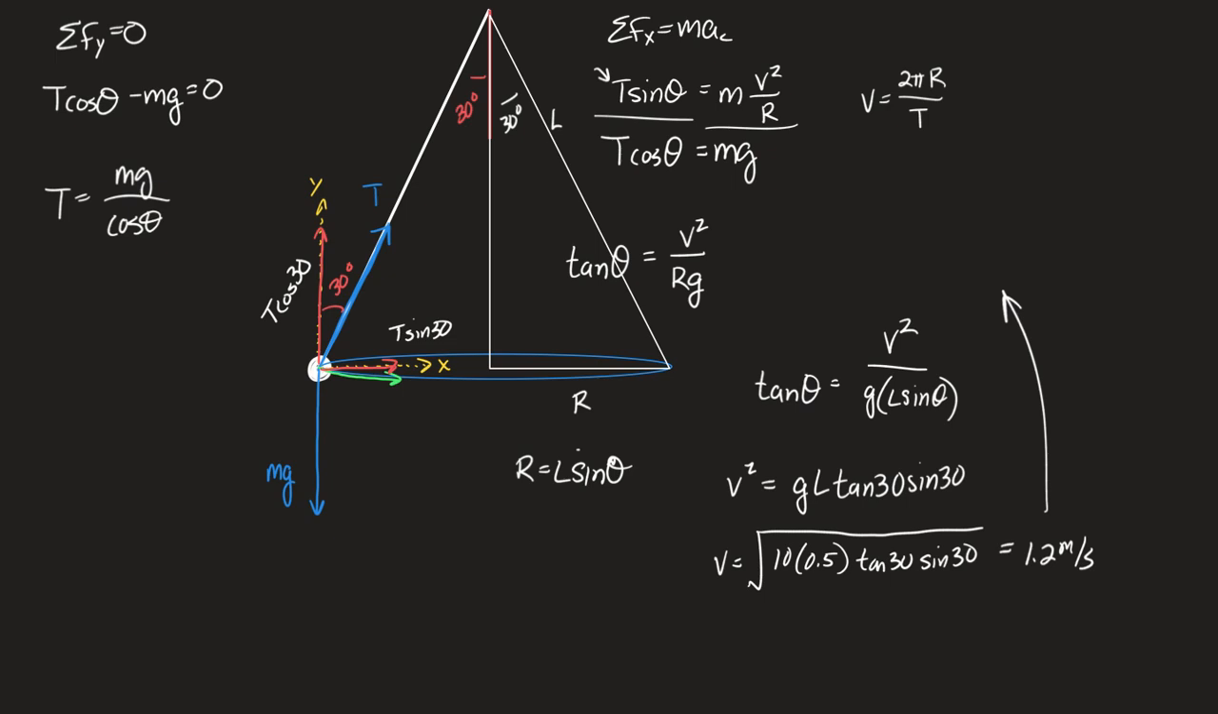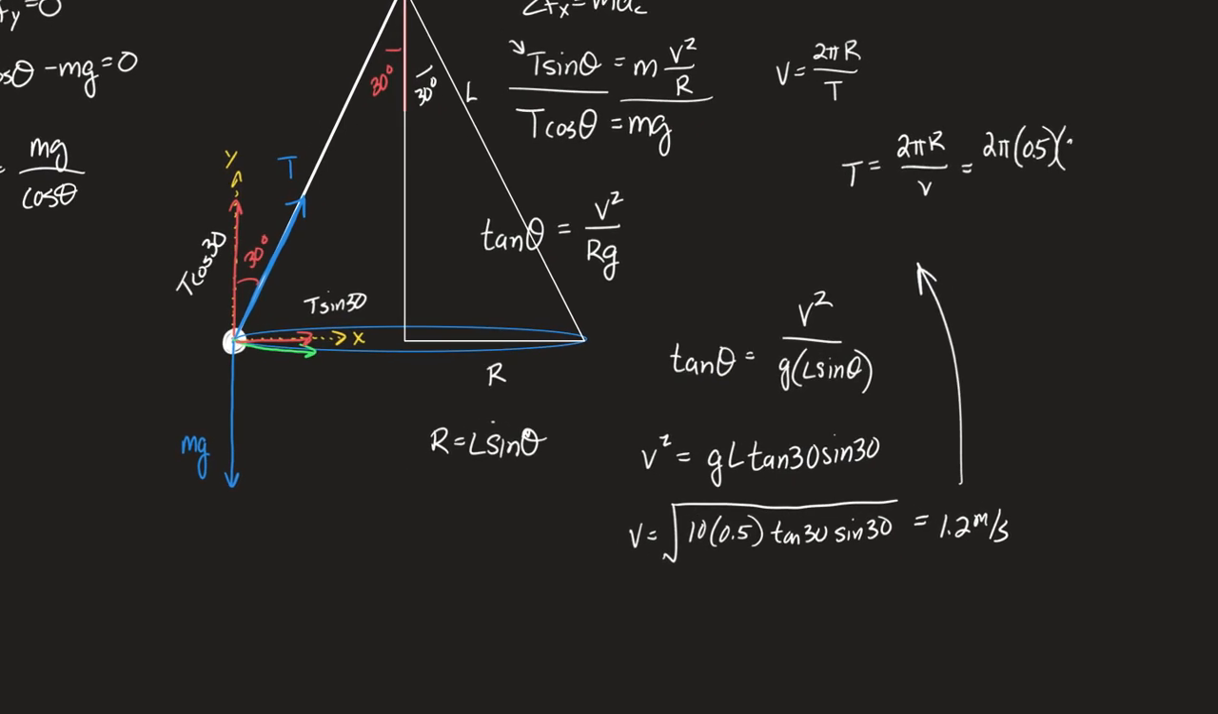So, let's go ahead and get the period here. So 2 times pi times 0.5 times, it's the sine of 30, so it's just 0.5 again, all divided by 1.2. This will give you the period in seconds.